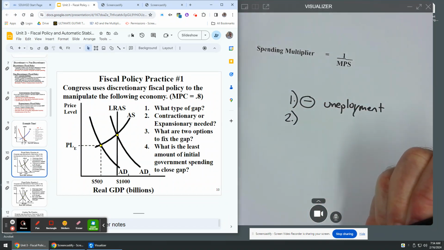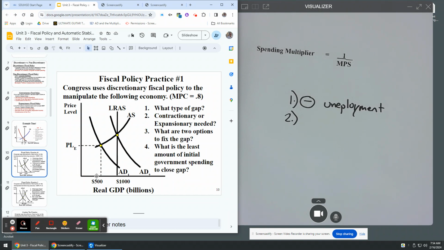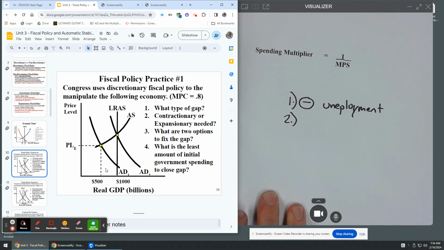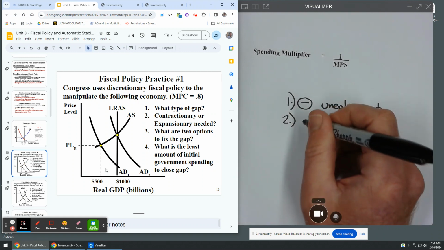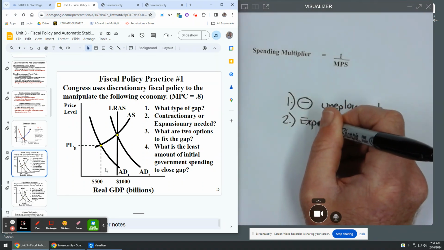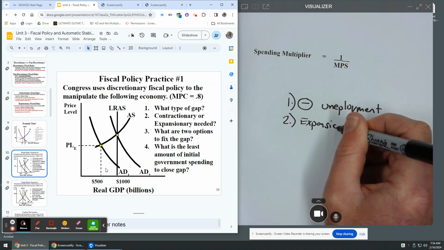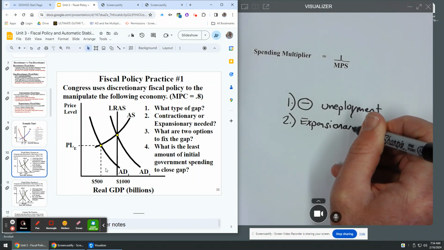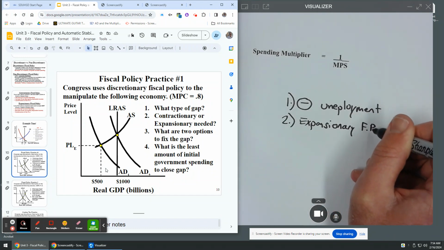Number two, what do I need? Well, I need my economy to grow. I'm underperforming by 500 billion. So in this case, I need to expand my economy. I need an expansionary fiscal policy. I need to get AD to move to AD1. In this case, I labeled it AD2. So what do I need? Expansionary fiscal policy.